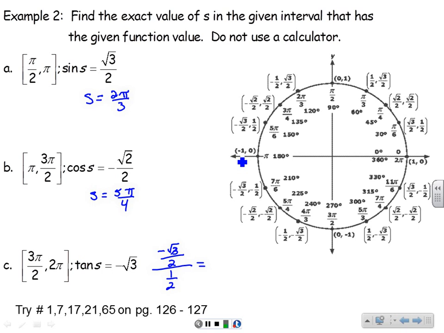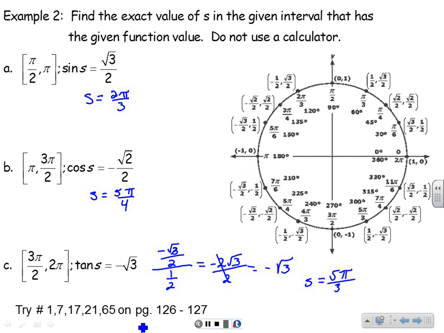Negative radical 3 times 2 is going to be negative 2 radical 3 over 2 times 1, which is going to be 2. When they cancel out, you get negative radical 3. So we know that S has to be 5 pi over 3. So be careful with that and know which angle we're talking about when it's giving you tangent or cotangent. Those would be the two that are kind of tricky, would be tangent and cotangent.